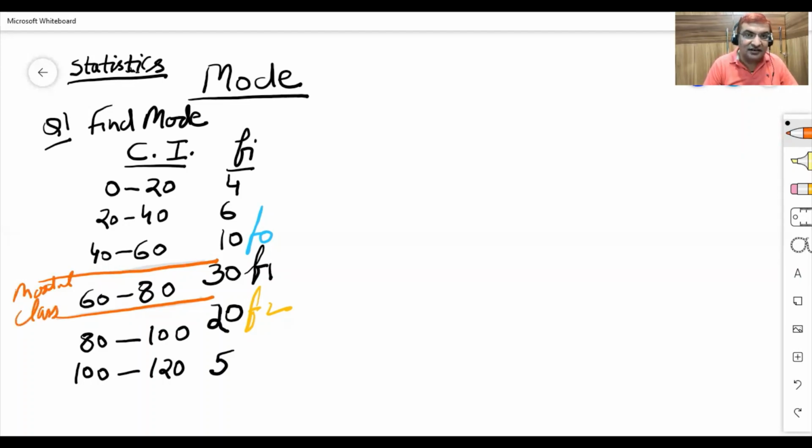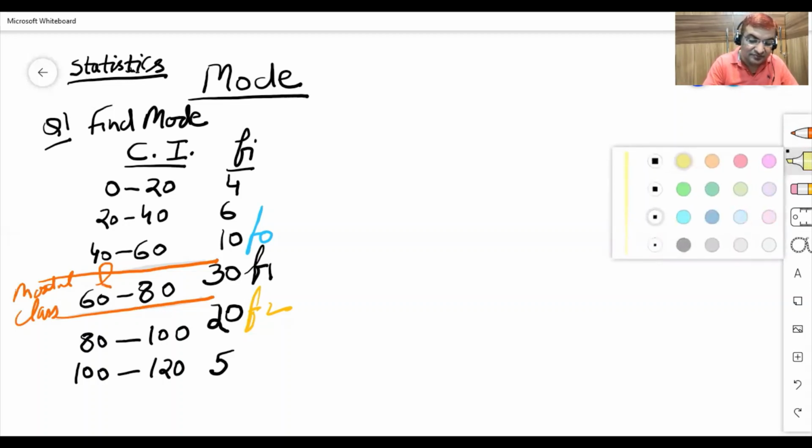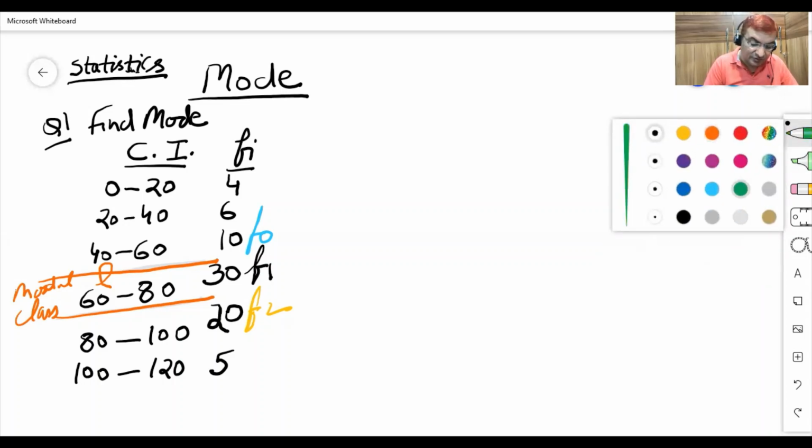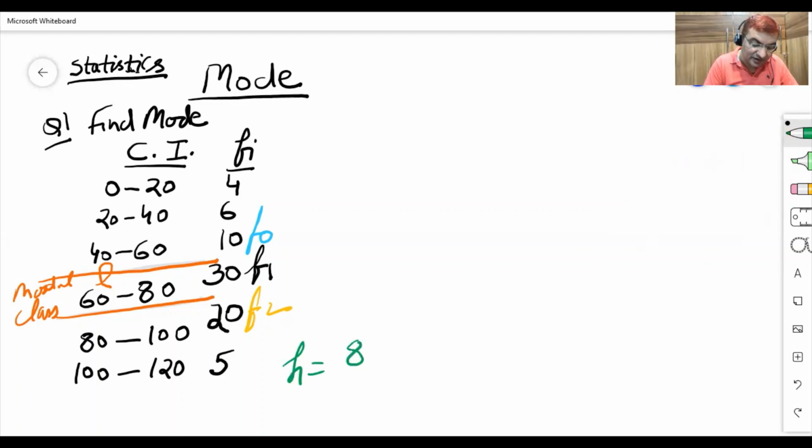Now in the model class there are 2 values again. One is known as L. L is the lower limit. Between 60 and 80, the lower limit is 60. So the value of L will be 60 right here, which you should understand, students. And the other value is H, which is called height. So students, here H will be 80 minus 60. Please try to understand. H means height, which is the difference of the upper limit and the lower limit. Upper limit is 80. Lower limit is 60, so 80 minus 60 will be 20. It is termed as height. That is the height of the model class.